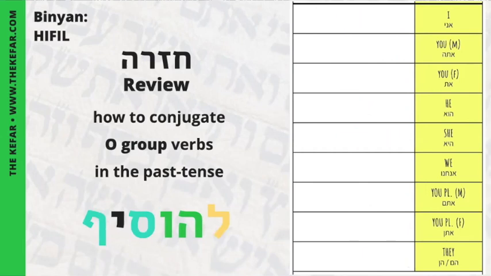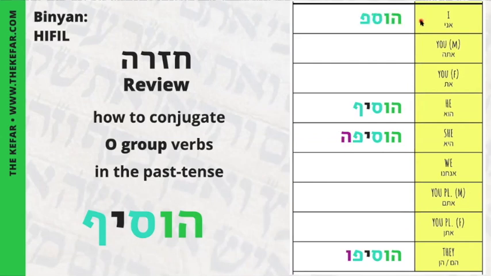And our second verb was lehosif, which is to add. Get rid of that lamed, and we're left with hosif, which is the same as he in the past tense. So hu hosif, he added. Hi hosifa, she added. Hem, hen, hosifu, they added. Okay, so we hear again, it's O-I, and now we're going to go to O-A.